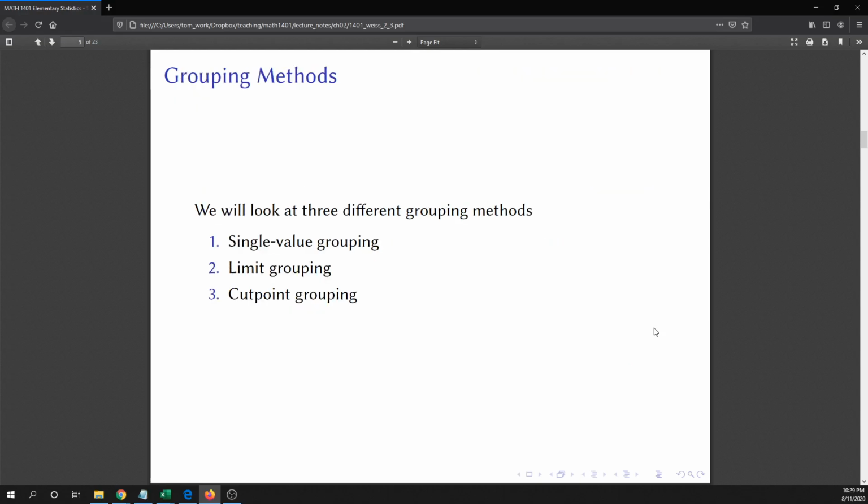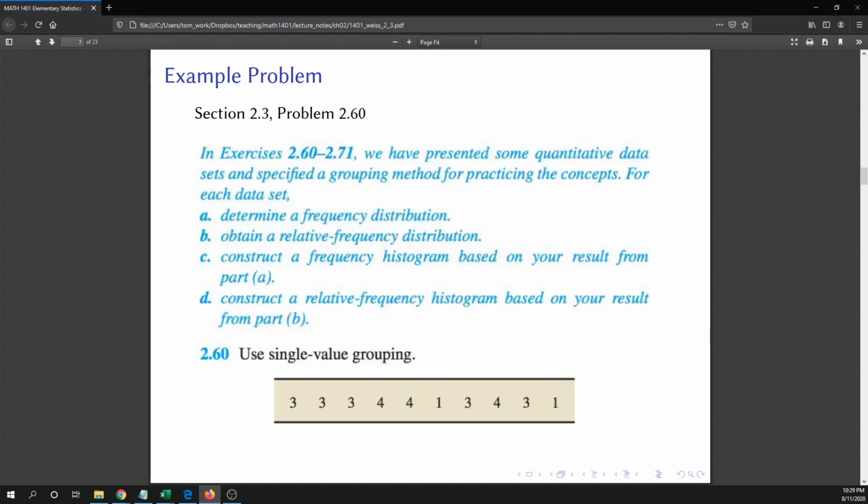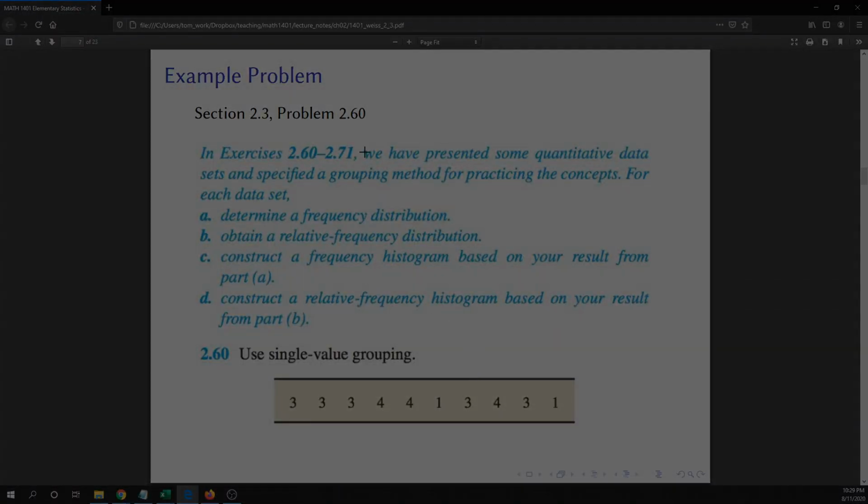There are three different methods that we are going to look at for breaking things into classes: single value grouping, limit grouping, and cut point grouping. In single value grouping, all you do is use the distinct values of the observations as the classes themselves, and this one is really nothing different from what we did for our qualitative data. So let's look at this example.